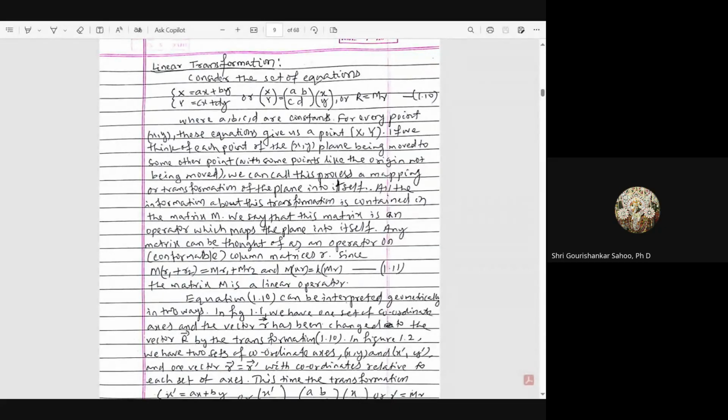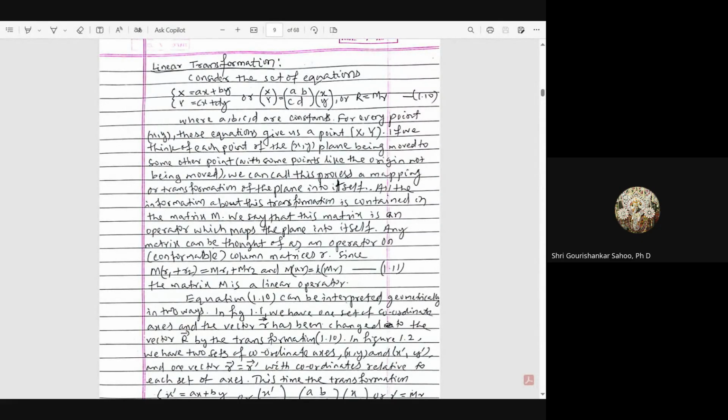So a set of equations, let us consider X is equal to ax plus by, Y is equal to cx plus dy. So X, Y can be represented in matrix form, and you can have your a, b, c, d in one matrix multiplied by x, y. So this can also be written as R is equal to Mr, where capital R represents X, Y in matrix form, M is equal to a, b, c, d in matrix form, and small r is equal to x, y in matrix form. So a, b, c, d are suppose constants.